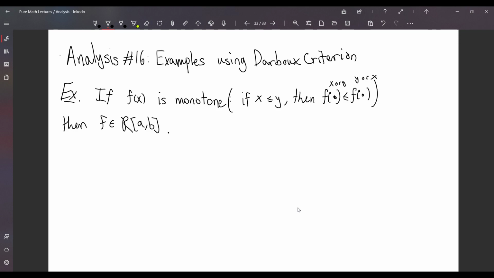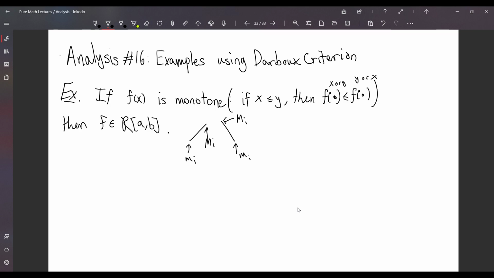Okay, and so like I said, I'm not going to give the full proof, but the idea is that if your function is monotone, right, it's either going up or going down, and that allows you to identify on each subinterval of your partition where your min and your max are going to be, right? If your function's monotone increasing, then capital M sub i has to be all the way on the right, and then little m sub i is going to be all the way on the left.